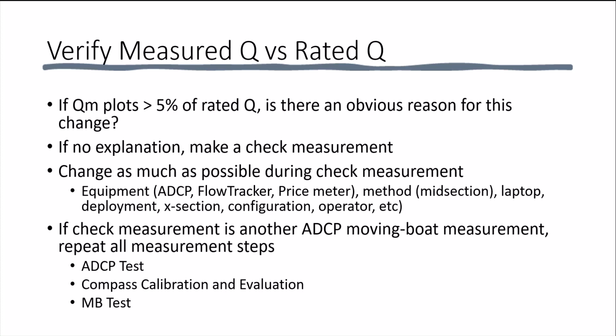USGS practice is that if the measured discharge is more than 5% different from the rated discharge, and there is no obvious reason, such as a change in the control condition, then a check measurement should be made. For a check measurement, change as much as possible: the equipment (an ADCP, FlowTracker, or Price meter), the method (moving boat or midsection), the laptop, the deployment, the cross-section, the configuration, the operator, as much as possible. If the check measurement is another ADCP moving boat measurement, repeat all the pre-measurement steps: ADCP test, compass calibration and evaluation, and moving bed test.